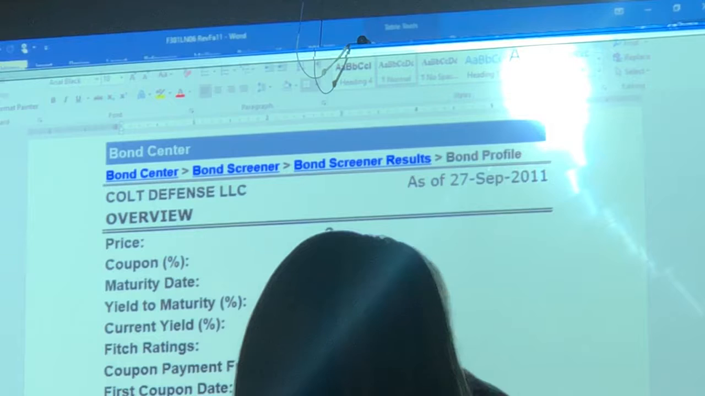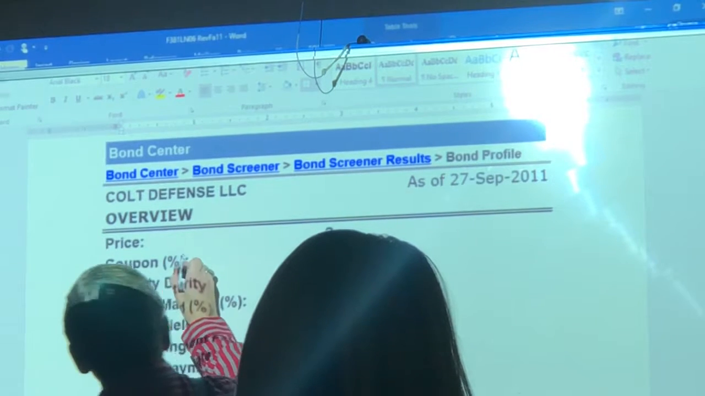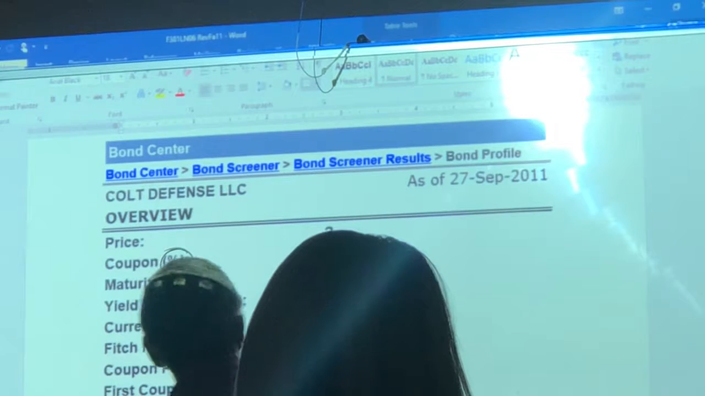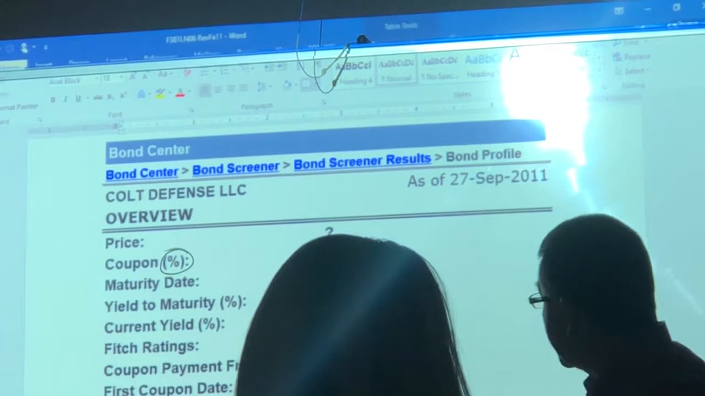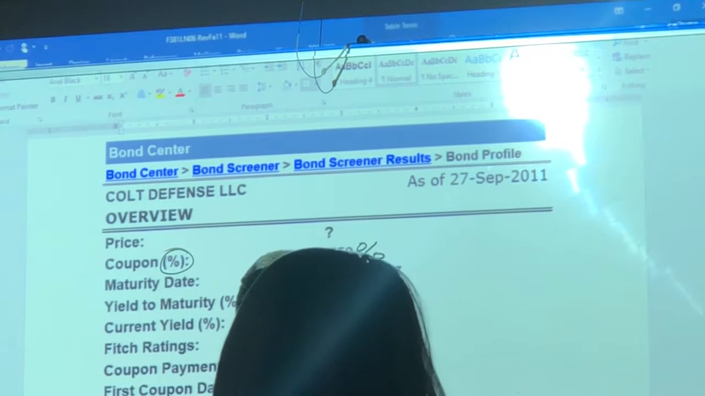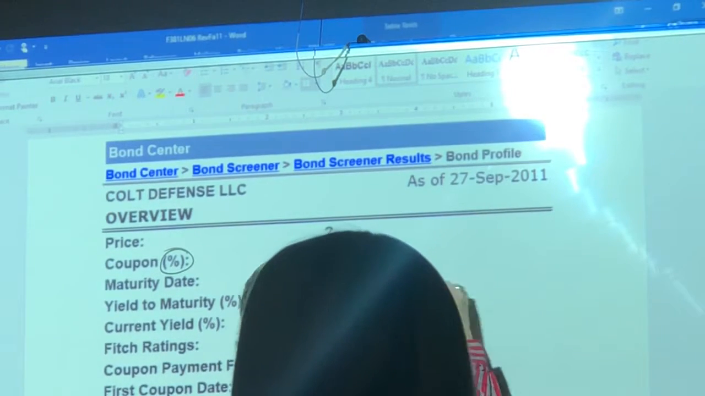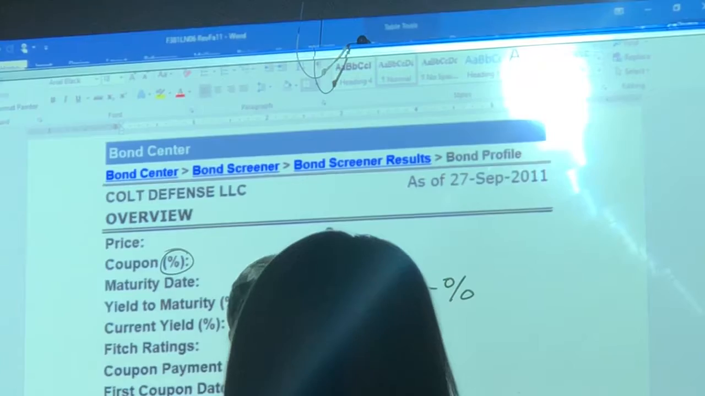Okay, so we're going to need the coupon rate, and again, you can see it says percent here, but you have to remember it's percent there as well. Yield to maturity, we're going to need that, and we're going to verify current yield.